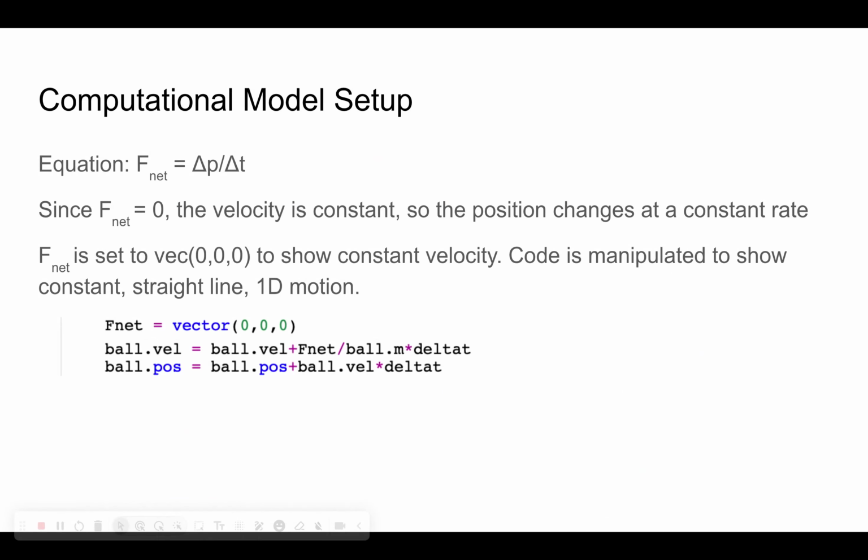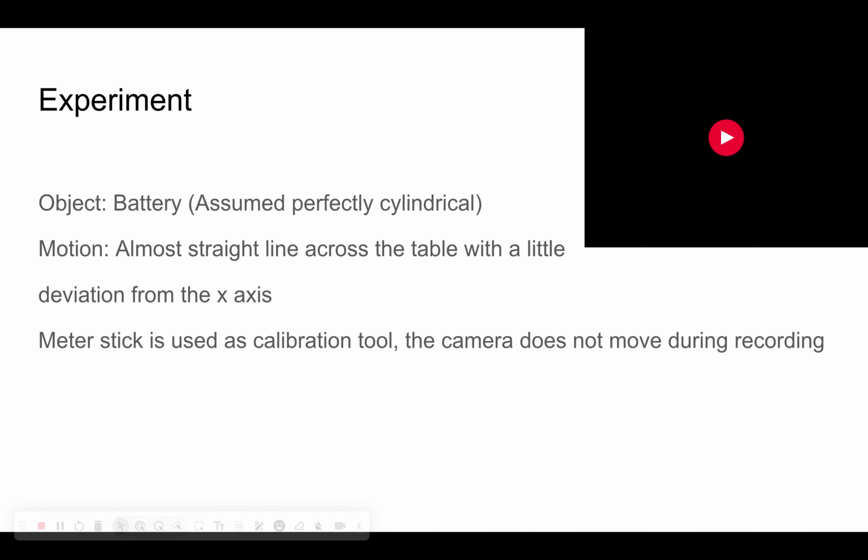So, the computational model starts from Newton's second law. In GlowScript, I used the starter code that was given, but we set the net force equal to zero. That means that the velocity stays the same at each time step, and the position is updated linearly. As shown right here, we have the vector set equal to 0, 0, 0, and this causes the ball velocity to remain the same, which causes the ball position to increase at a steady rate. So this basically proves our straight line theory.